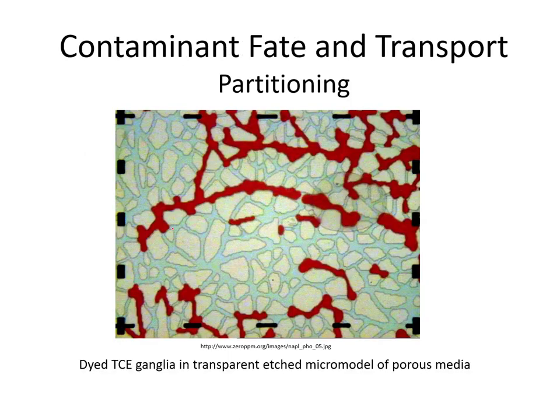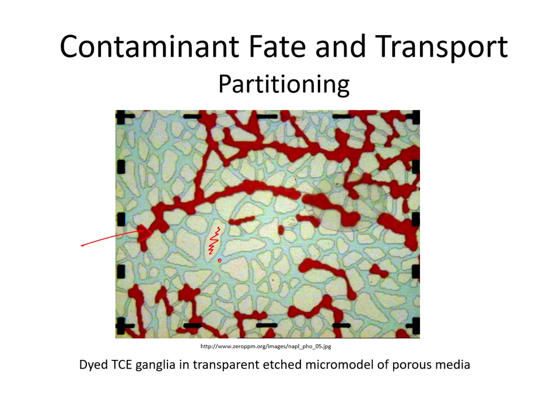But what I want to start with is to look at the process of partitioning. And this is a photomicrograph of some TCE that is dyed here red. And it's in a micro model where this is a grain, a solid grain, and these are pores. And you can see that the TCE has been broken up into these small droplets or ganglia.